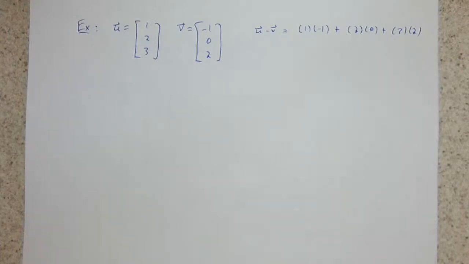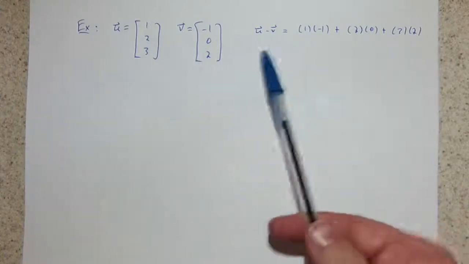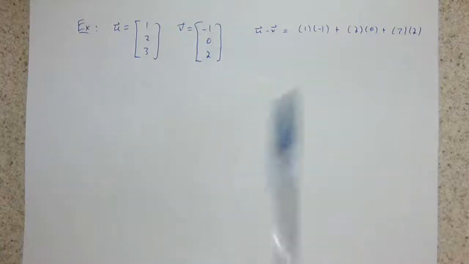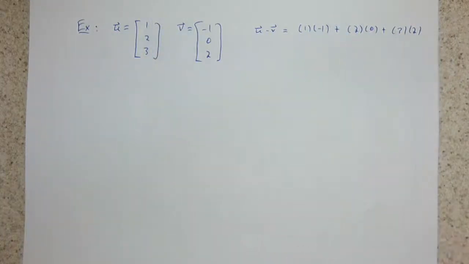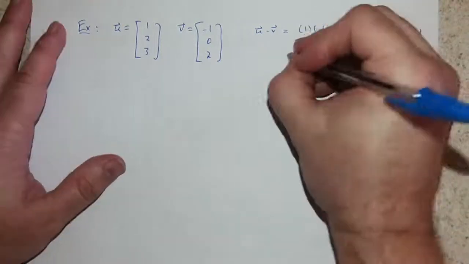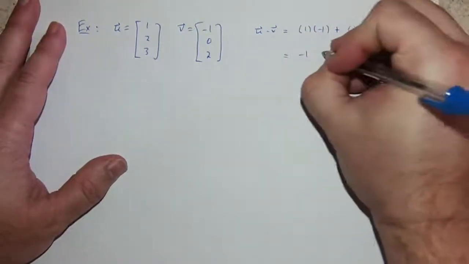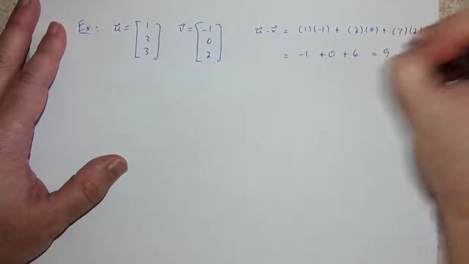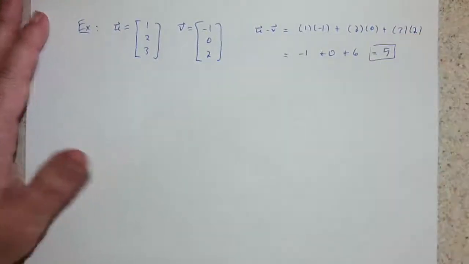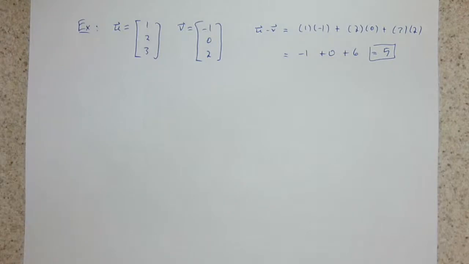Now you might notice that this dot product has some nice properties. For instance, it is commutative. So u dot v and v dot u are the same thing, because multiplication of real numbers is commutative. Swapping the orders of u and v here would just swap the order that I multiply these in, but it doesn't matter. So this is -1, plus 0, plus 6. So this is 5. The dot product of those two vectors is 5.